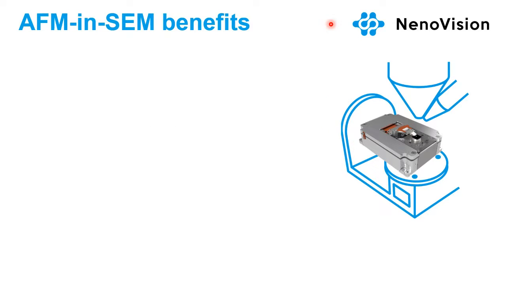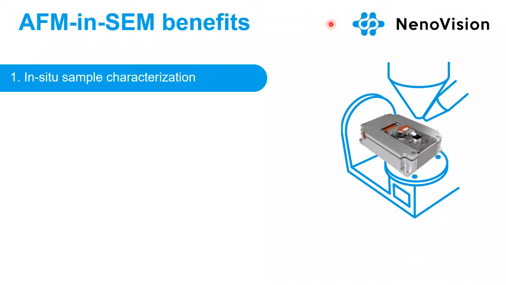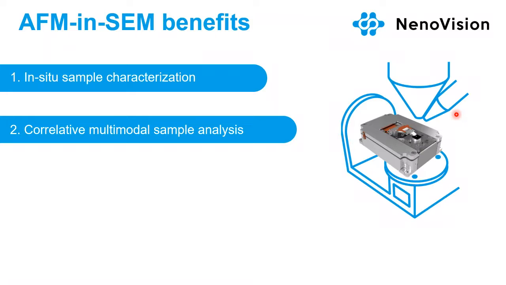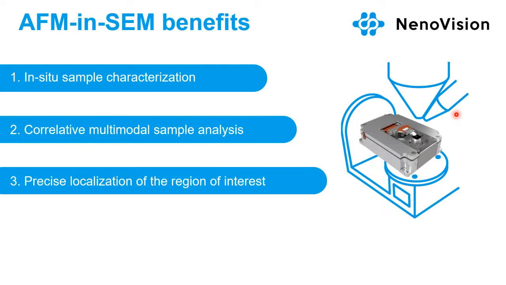One of the main benefits, which I'd like to point out here, is in situ sample characterization, as we don't need to move and transfer the sample to other microscopes. The second is correlative multimodal sample analysis. As we have more instruments in one, we can measure more modalities together. And the third one I would point out is precise localization to the region of interest. As SEM has a wide field and very good resolution, we can navigate the probe and localize the structure we'd like to acquire.